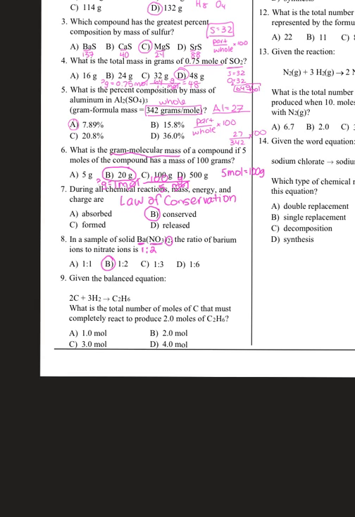Question 9. Given the balanced equation, what is the total number of moles of carbon that must react completely to produce 2 moles of C2H6? Okay, so we're going to use molar ratios here and set up a problem so that we can solve across moles to moles. So I have 2 moles of carbon, 3 moles of H2, and 1 mole of C2H6. Those are the molar ratios that we are going to use in our dimensional analysis setup.